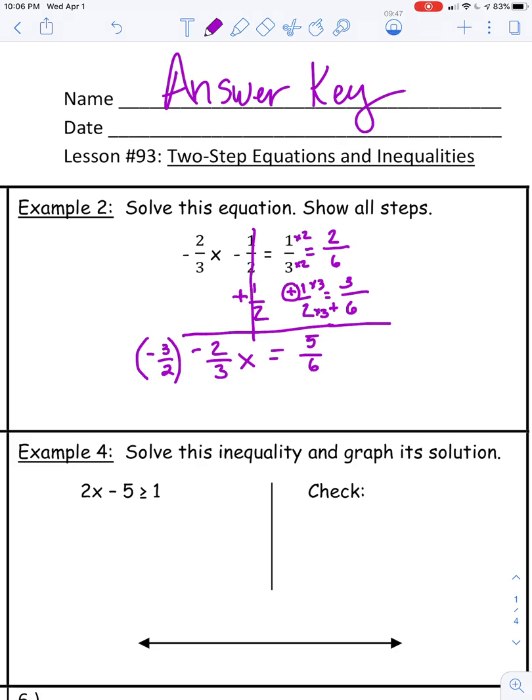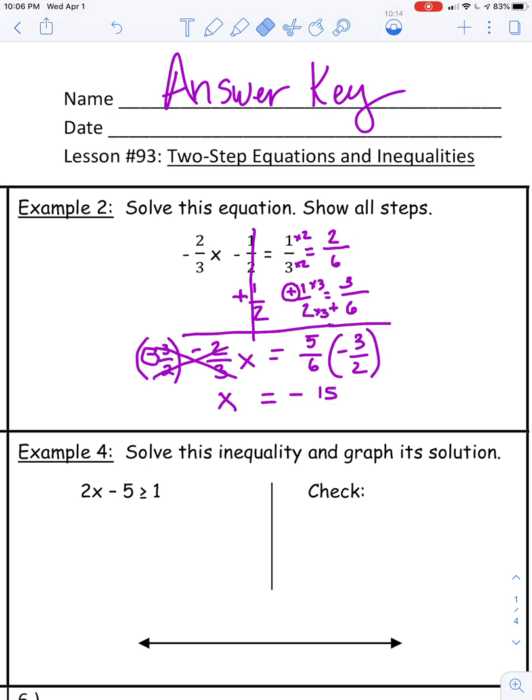Because negative 3/2 times negative 2/3 is 6/6, which is 1. So we've canceled that out. Notice that I used the negative sign to multiply with so that I could get a positive result here. Okay, we have to do the same thing to this side. So we're going to multiply with a negative 3 halves. And we're going to end up with a negative 15 over 12.